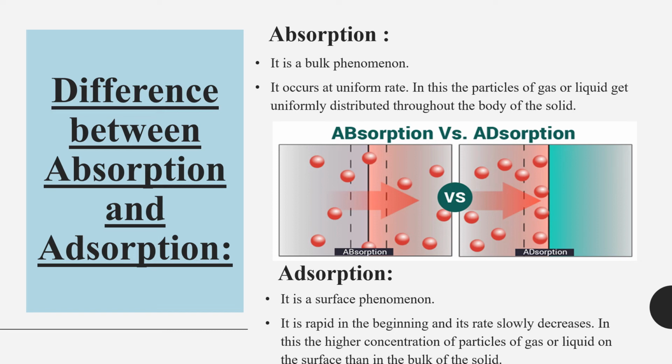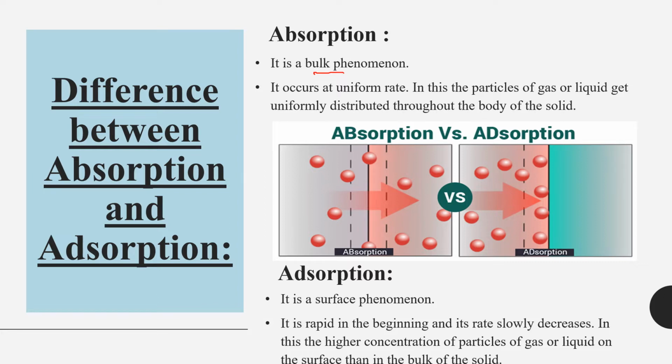Come to the next point, that is the difference between absorption and adsorption. First of all, come to absorption. Absorption is a bulk phenomenon. When we are talking about bulk, then we consider the absorption phenomenon, and it occurs at a uniform rate. In this, the particles of gas or liquid get uniformly distributed throughout the body of the solid.